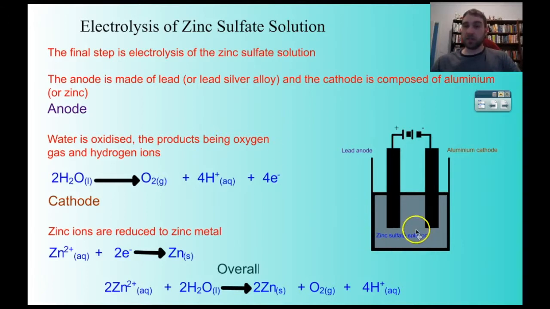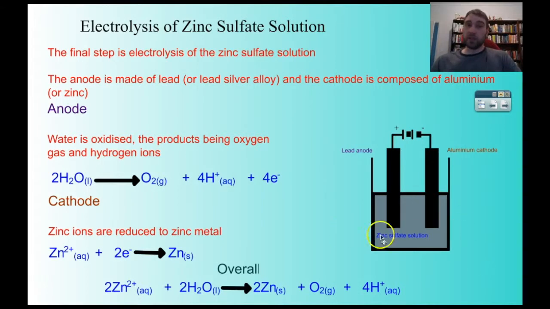So the zinc sulfate solution is electrolyzed. We've got a lead anode and an aluminium cathode. Electricity is put in, you get reduction at the cathode. So the zinc ions are reduced to zinc metal, and the water that's present in the solution is oxidized at the anode, and that produces oxygen gas. So this is the key reduction step here. The zinc ions are gaining electrons to produce solid zinc.